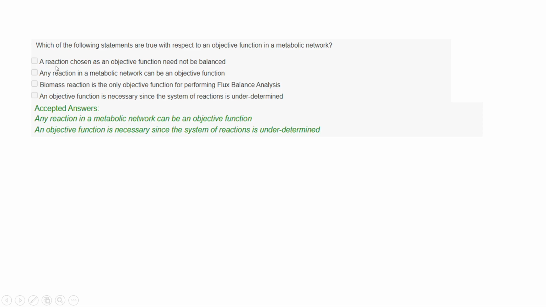Just to keep this in mind, reaction chosen as an objective function need not be balanced. This is not true. Balanced as in stoichiometric balance. Your reaction should be stoichiometrically balanced so that you can have the proper stoichiometric matrix. That is important to have. So that can be a tricky answer.